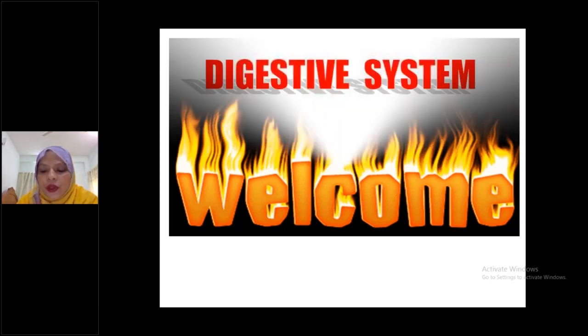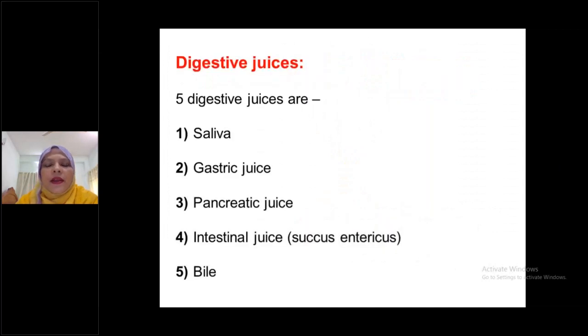Today I want to recapitulate again the digestive juices. Everything is already known to you. Again, I want to recall this because you didn't study these things in physiology. You have studied them in biochemistry, but in physiology you have to know these things because this question always comes in your written exam.